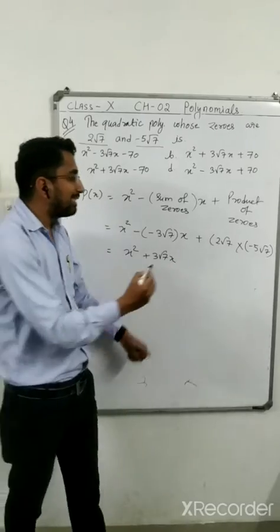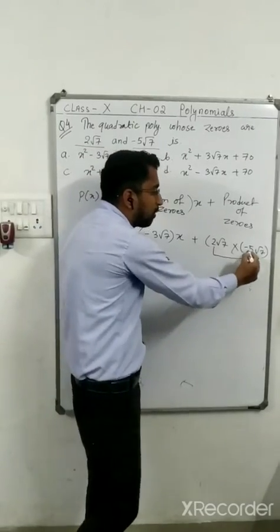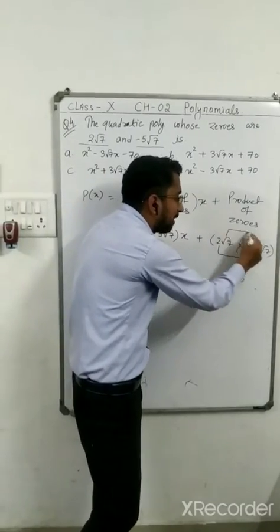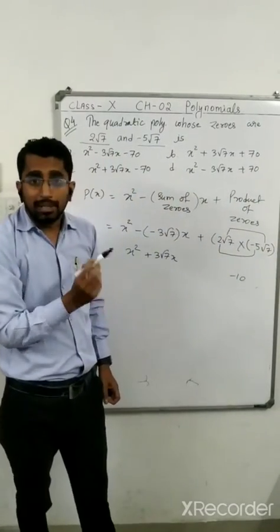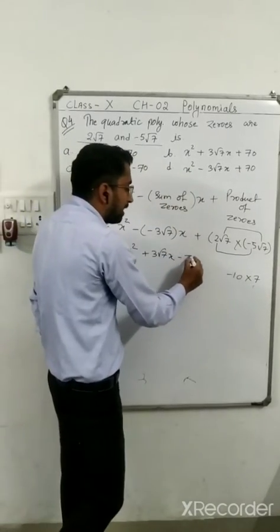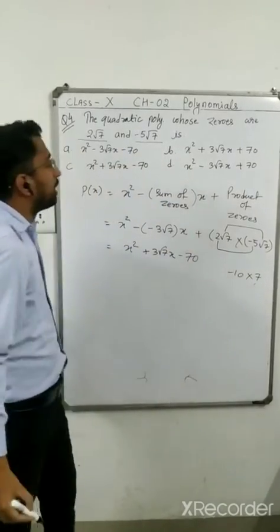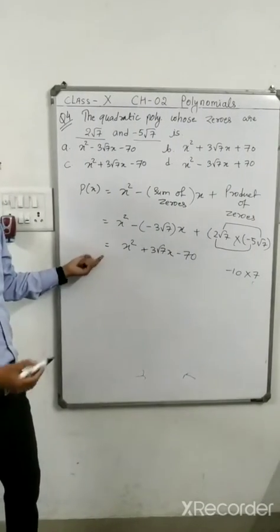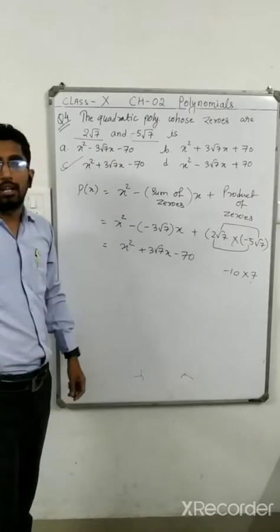Okay, then this side, normal number 2 into minus 5 is minus 10. Root 7 into root 7 would be 7 only. So minus 10 into 7 will give me minus 70. So you can see option number 3 is matching up with our polynomial. So this is your correct answer.